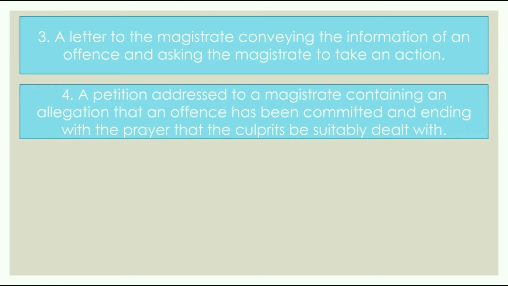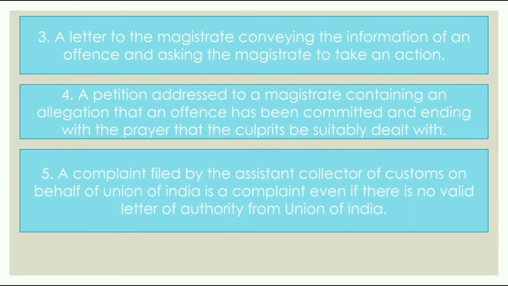The other example is, a police report is a complaint within the meaning of section 7 clause B of the Dowry Prohibition Act 1961. Another one is a complaint filed by the Assistant Collector of Customs on behalf of Union of India is a complaint, even if there is no valid letter of authority from Union of India.